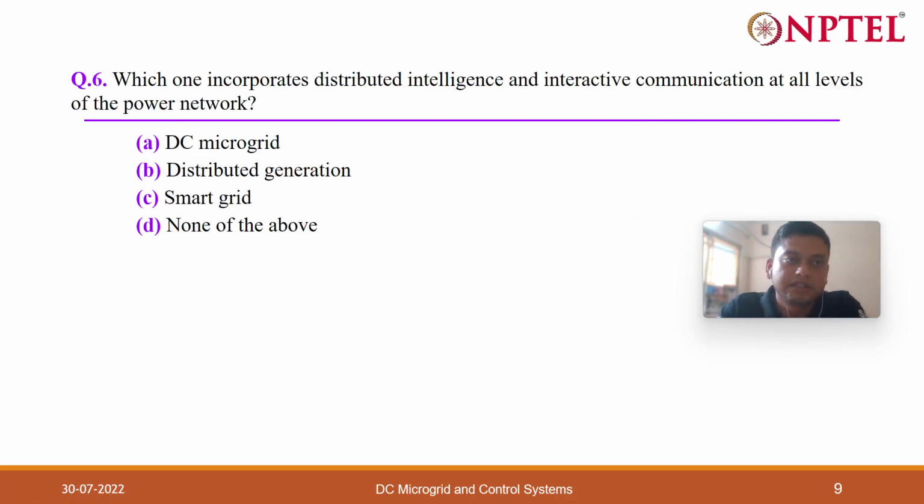Now let us see the 6th question. Which one incorporates distributed intelligence and interactive communication at all levels of the power network? Option A is DC microgrid, B is distributed generation, C is smart grid, and D is none of the above. Type your answer in the chat box so that I can see how many are actively participating in this discussion.